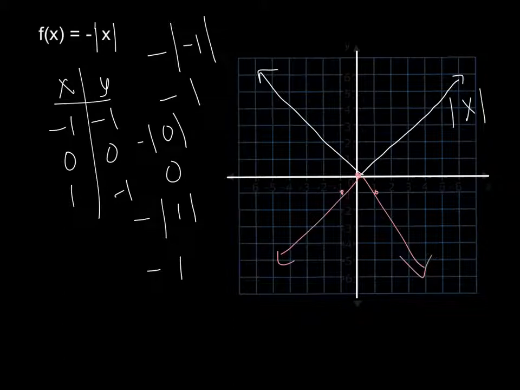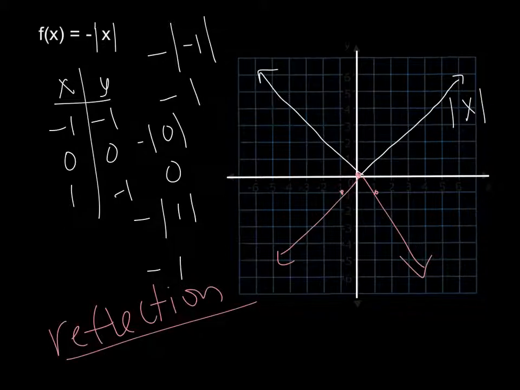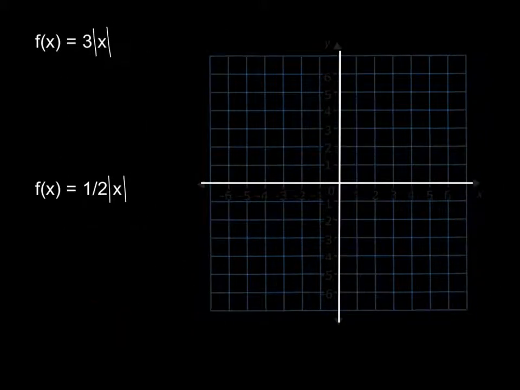So what happens when we tack a negative on the front of the absolute value? Well, it flips the graph over, and we call that a reflection. Okay? All right, so what does a number in front of the absolute value do?